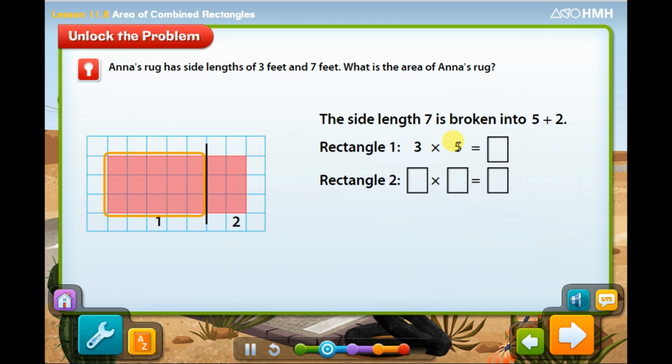What's the area of rectangle 1? Say the times table: 3, 6, 9, 12, 15. So the answer will be 15. The area is 15 square feet.